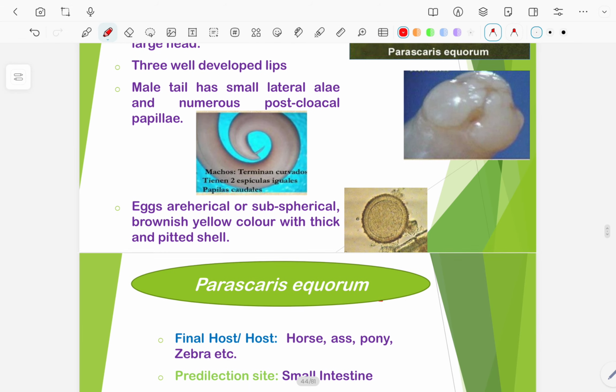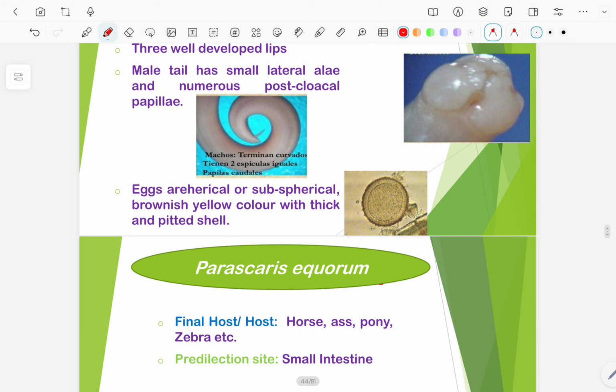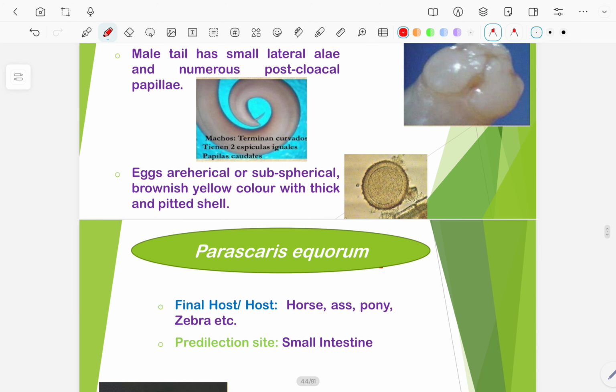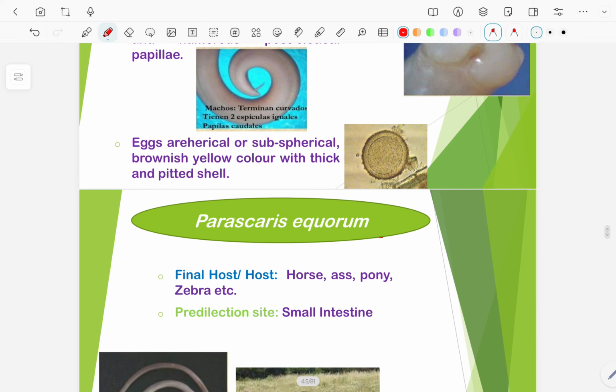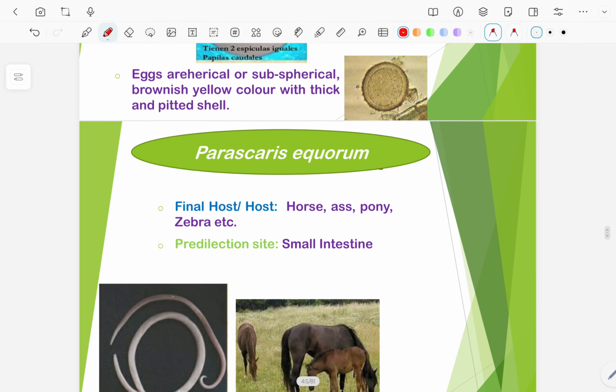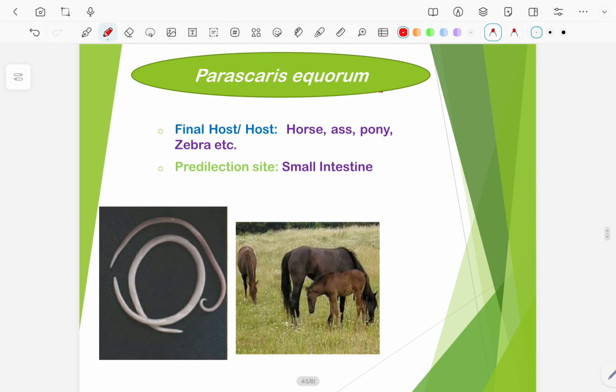Egg: the egg is globular or sub-spherical, brownish yellow in color, with a thick and pitted shell. Parascaris equorum final hosts: horse, ass, pony, zebra, etc. Predilection site: small intestine.